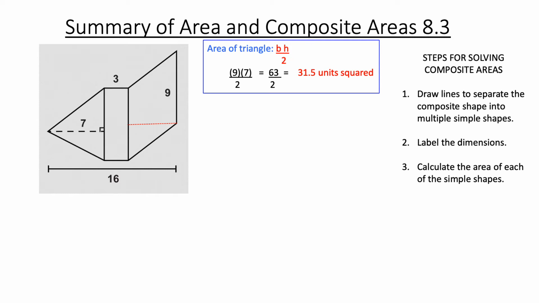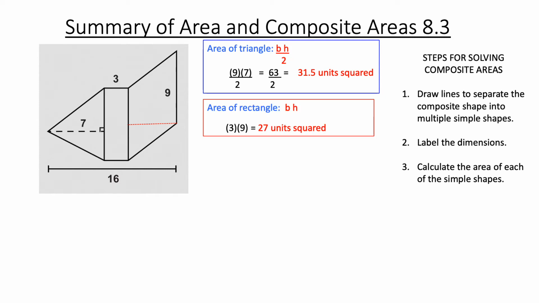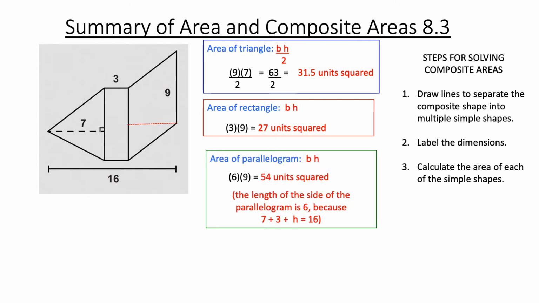On the left is a triangle, so we find the area of the triangle with base times height divided by 2. In the middle is a rectangle with an area of length times width, or base times height. And we also have a parallelogram.